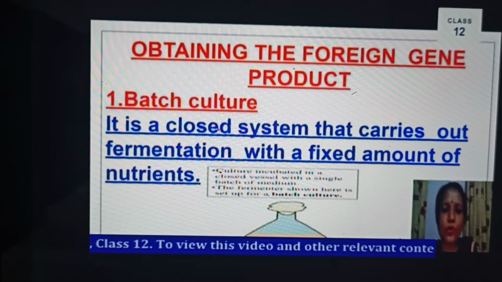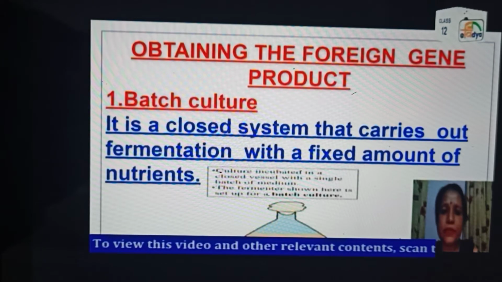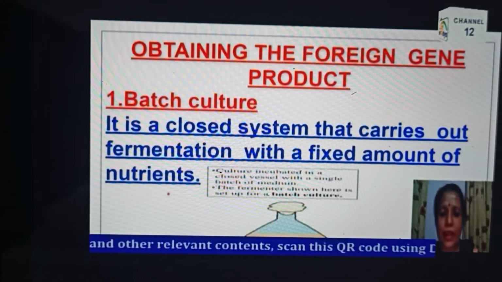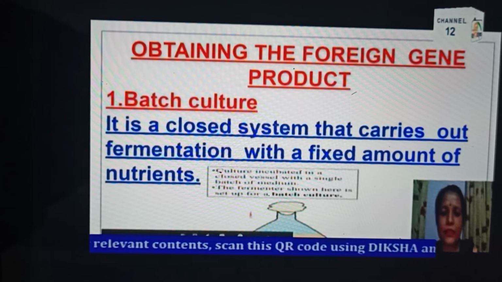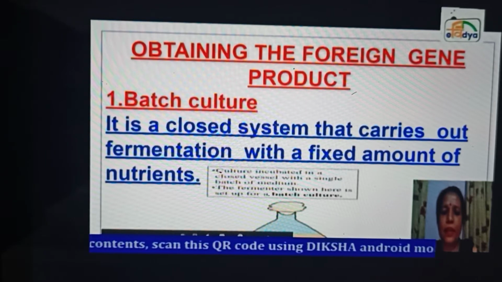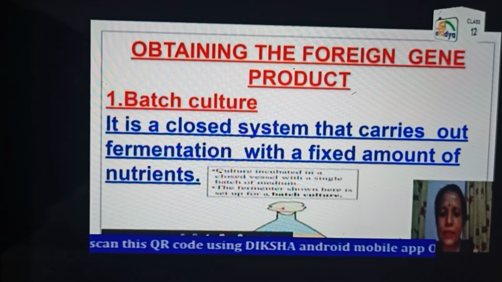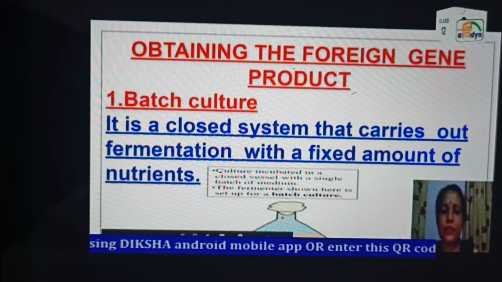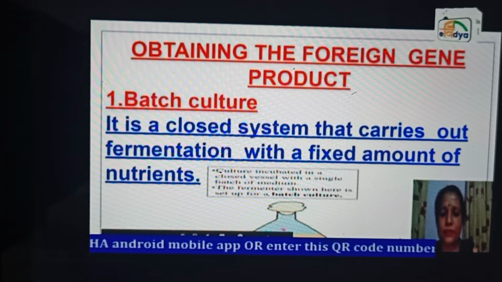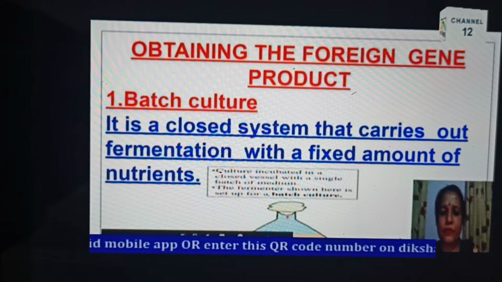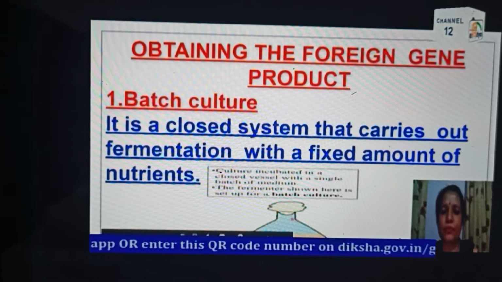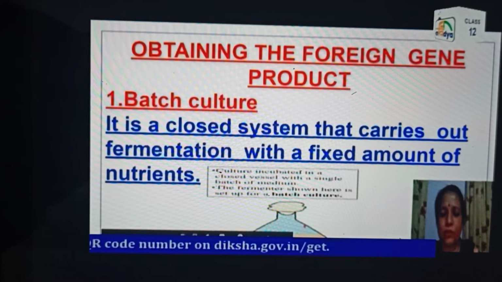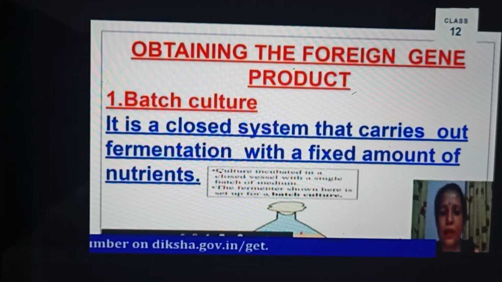It is a closed system that carries out fermentation with a fixed amount of nutrients. In this case, we add the nutrients as well as our inoculum from one site, and the process continues in this closed vessel. As a result, after all the nutrients are used by the microorganisms and the product is formed, it will be obtained from here afterwards.